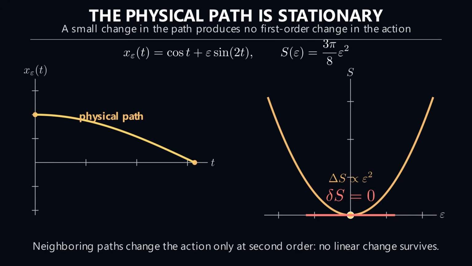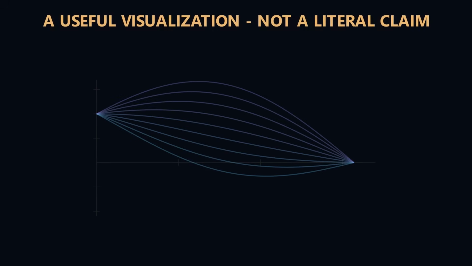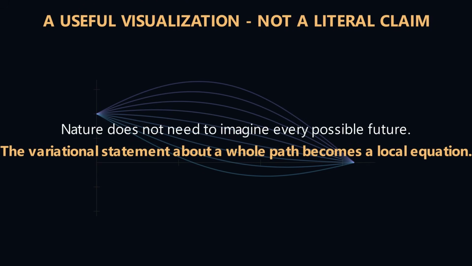The physical path makes the action stationary. That means a small change in the path produces no first order change in S, the action. So the infinitesimal variation of the action, delta S, is 0. This is often called the principle of least action, but stationary action is more accurate. The physical path does not always give the smallest possible action. It can be a minimum, a maximum, or another stationary point. This could sound like the spring checks every possible path before choosing one. I would not take that picture literally.